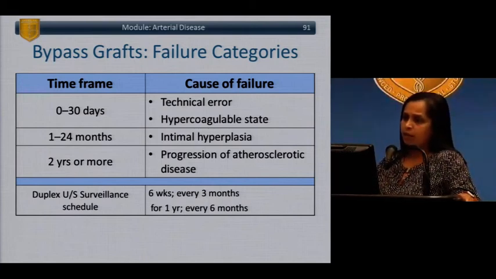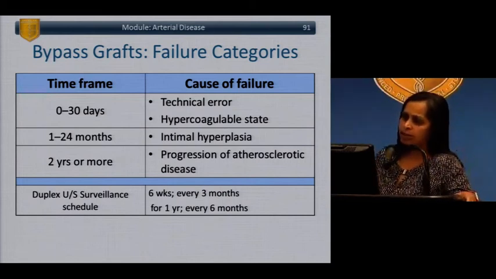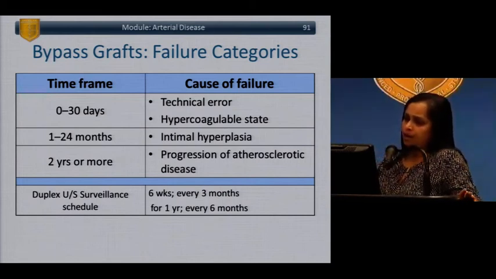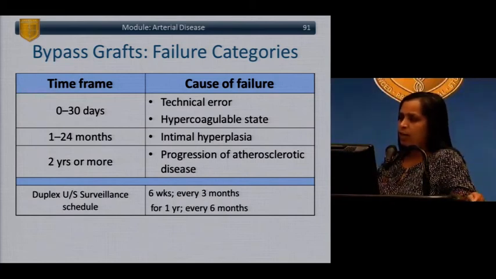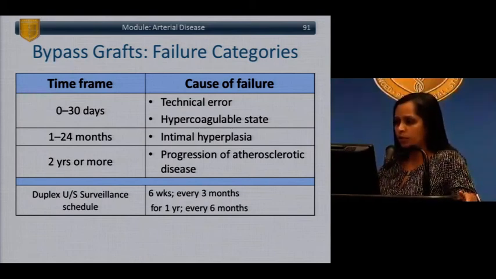Early, or intermediate, graft failure in the 1 to 24 month range is related to intimal hyperplasia. And then late graft failure is typically related to progression of atherosclerotic disease. Bypass grafts in the lower extremities, we typically survey. The exact interval at which we survey them varies from surgeon to surgeon.